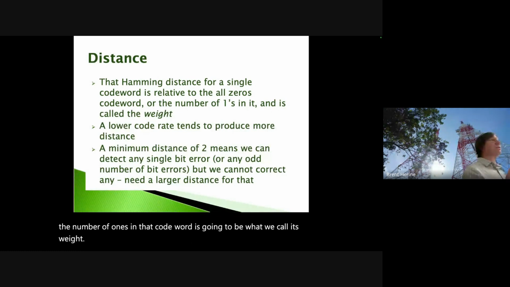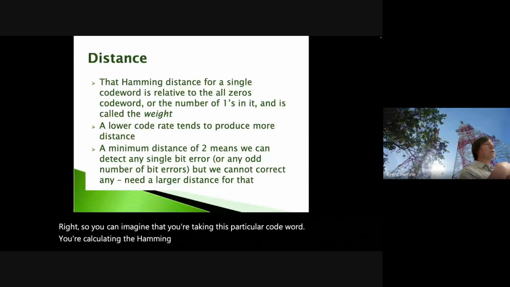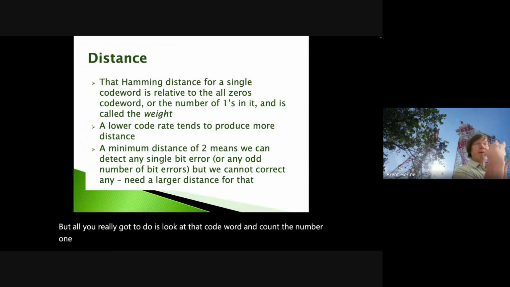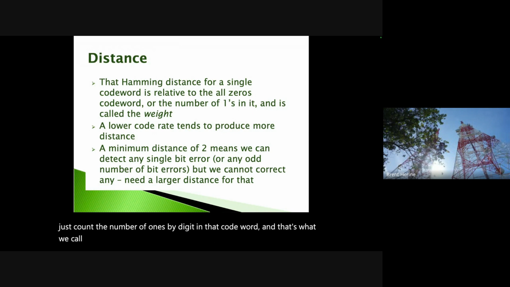So you can imagine that you're taking this particular code word, you're calculating the Hamming distance relative to the zero code word, but all you really have to do is look at that code word and count the number of ones in it, right? So mathematically, we're doing one thing, but in practice, just count the number of ones in that code word, and that's what we call its weight, right?